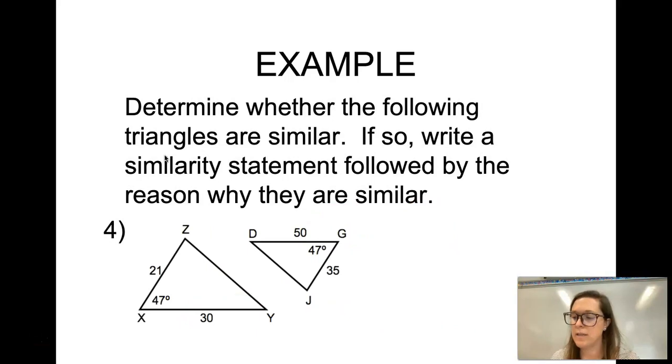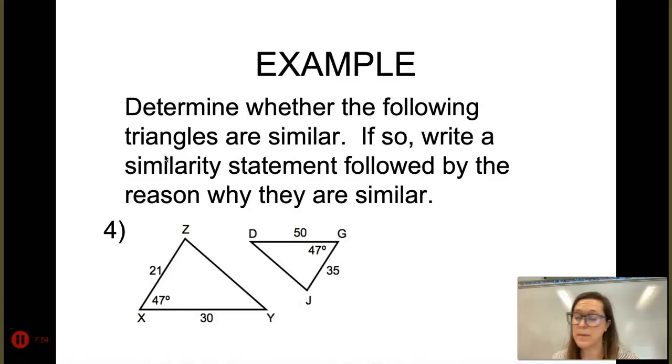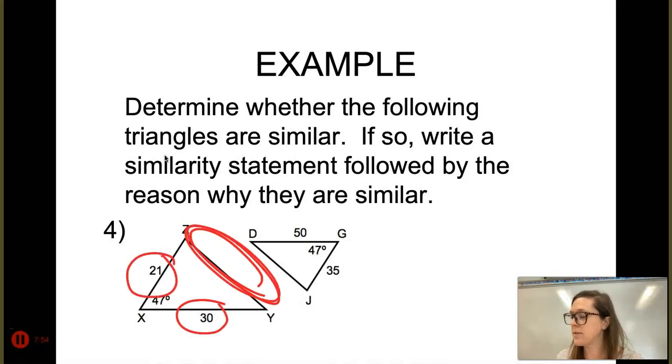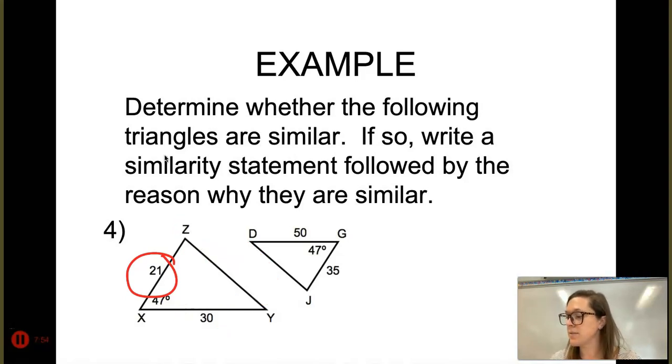All right, 2 more. So here we do have sides. How many sets of sides do I have? I have 1 and 2. I don't have the third, so it can't be side, side, side. Can't be angle, angle. So my only other option is side, angle, side. Do you have an angle congruent to an angle? Yes, you have your 47 and your 47.